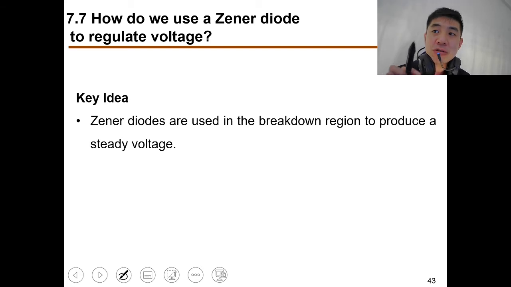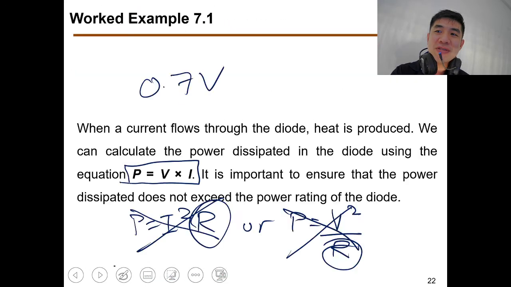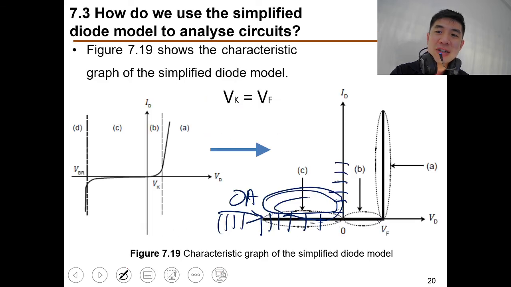Now, Zener diodes are used in the breakdown region. Remember, we talked about that, right? The breakdown region in this diode. Zener is used here. Zener is used in the breakdown region, it makes use of this.